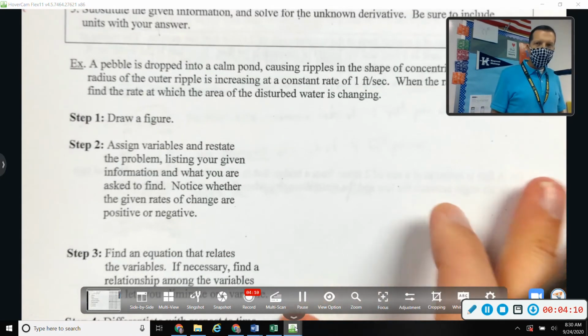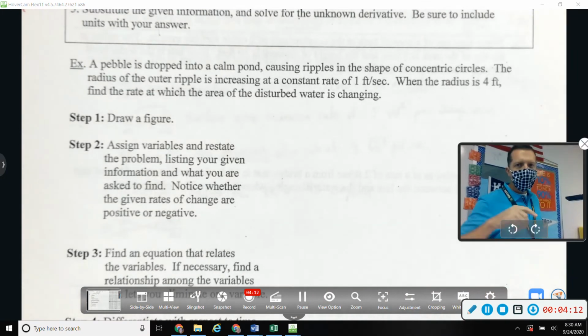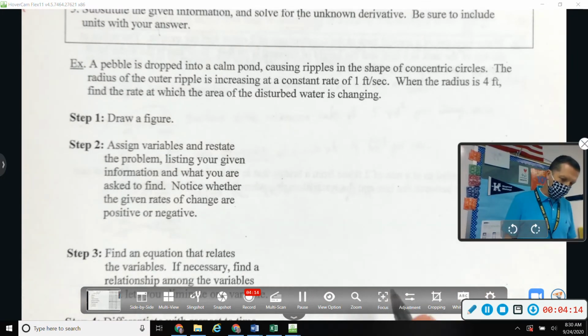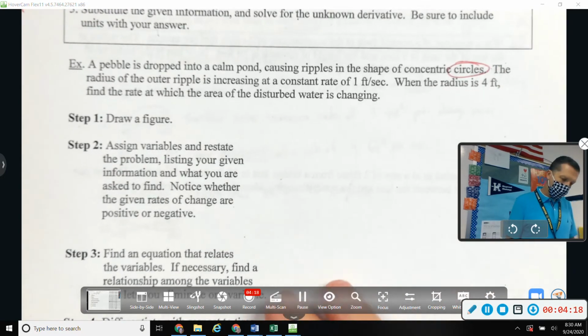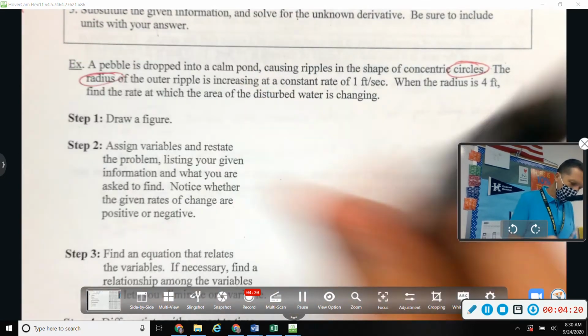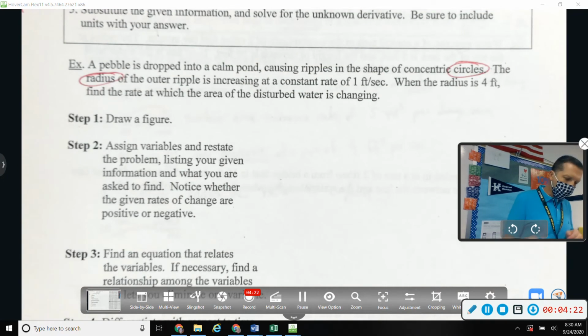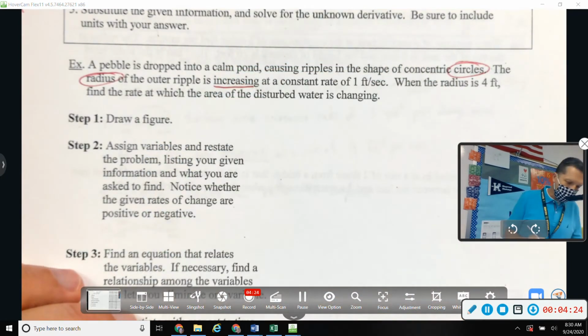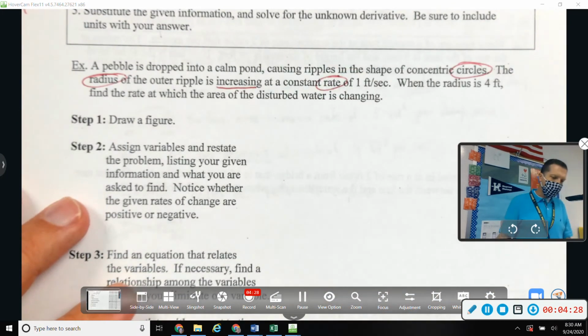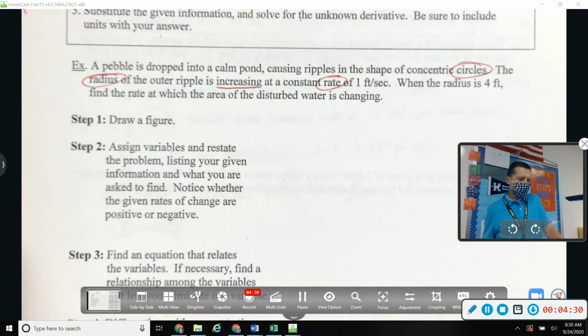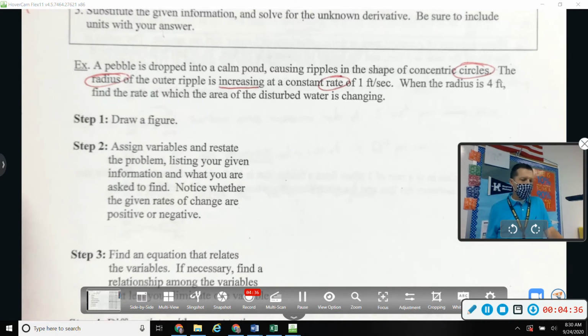All right. A pebble is dropped into a calm pond, causing ripples in the shape of concentric circles. Circles, that probably matters. The radius of the outer ripple is increasing. There's a lot of good words in here. At a constant rate, so that's a derivative. When the radius is 4, find the rate at which the area of the disturbed water is changing.